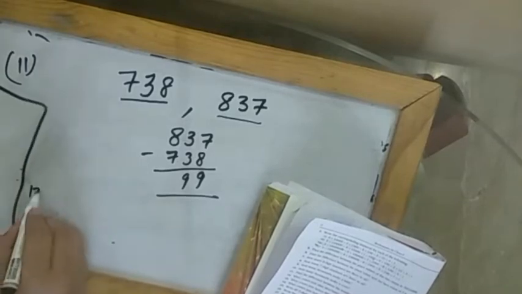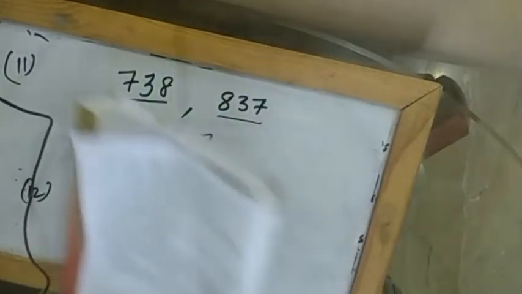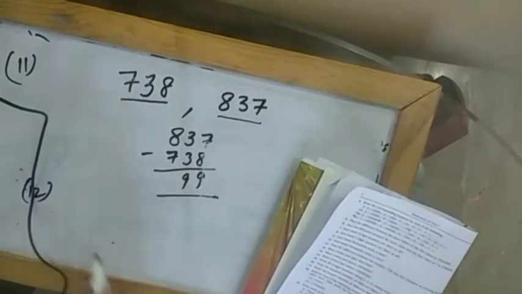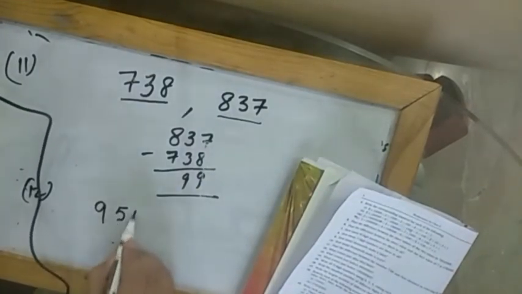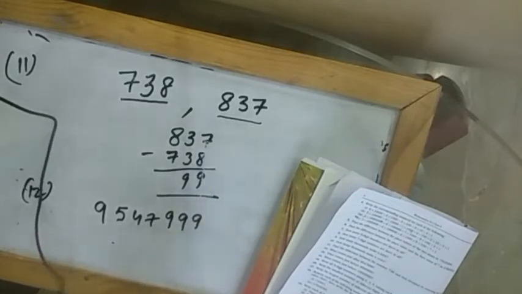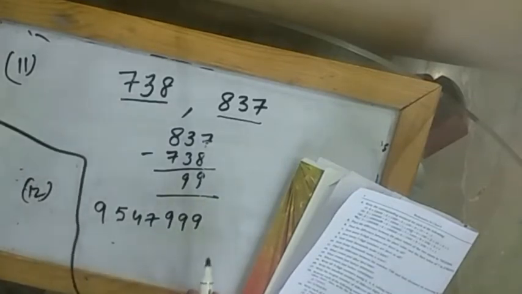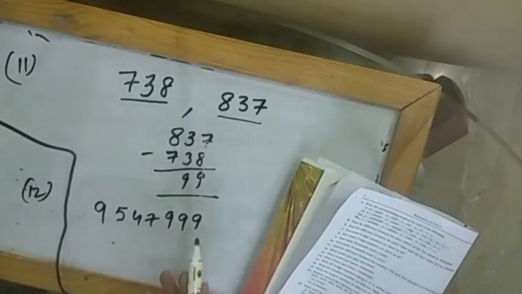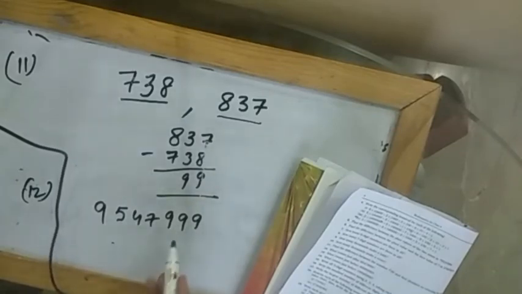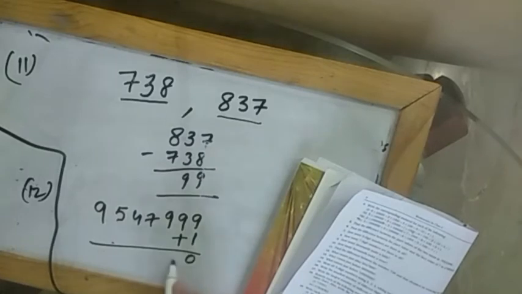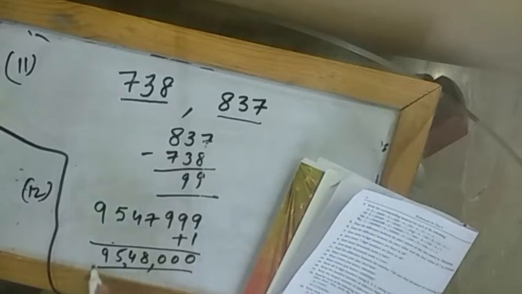Now question number 12 says, what comes just after this number? And the 13th question says just before this number, and the 14th question also is about just before. So in question number 12, the number given is 9547999. So they are asking you what comes just after. इसके एकदम बाद, just after what number comes. So whenever I have to find out what number comes just after this number, I will just add 1 to this. So this is the number which will come just after this number.